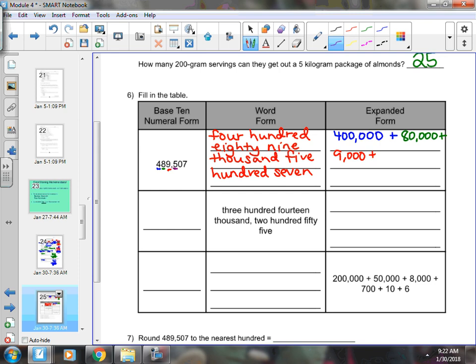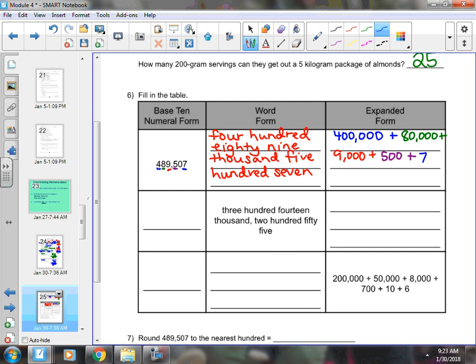5 is 500. Remember, if there's a 0, no matter where it is, you could have a 0 in the millions place, it's still worth 0. So a 0 in the tens place is worth nothing. I'm going to skip that and go right to the 7 in the ones place. And that's our number in expanded form.